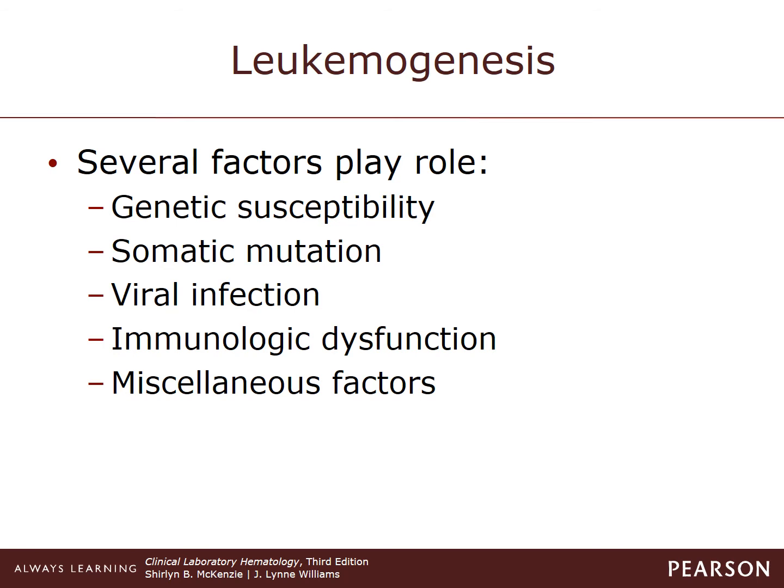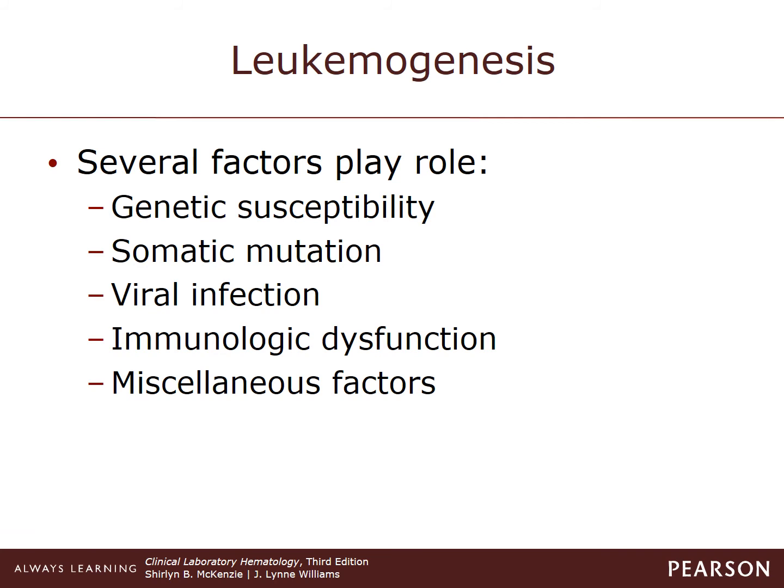When we talk about leukemogenesis, or the cause of creating a leukemic disease, we know that there are several factors that play a role. First is genetic susceptibility. We have seen a number of individuals who have congenital abnormalities associated with a certain karyotypic abnormality have a dramatically increased risk of developing acute types of leukemia. For example, a Down syndrome patient, who has an extra chromosome 21, has a 100-fold chance of getting an acute type of leukemia.